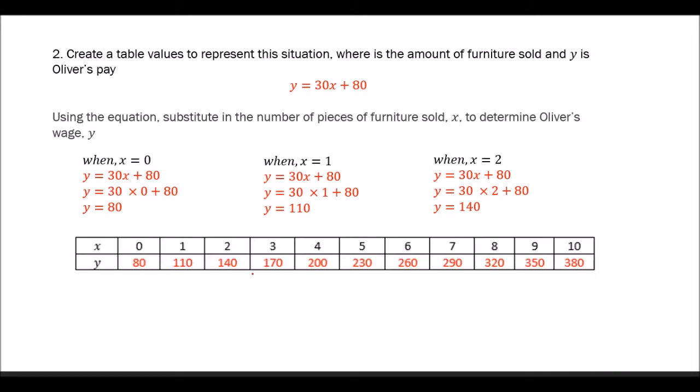And then we represent that in the table. So to get three pieces of furniture, it's going to be, for example, this one right here, Y equals 30 times 3 plus 80. This one here, Y equals 30 times 4 plus 80. And the fifth one would be Y equals 30 times 5 plus 80, and so on and so forth. So you can see that what changes is the X variable, and then the Y is the outcome.